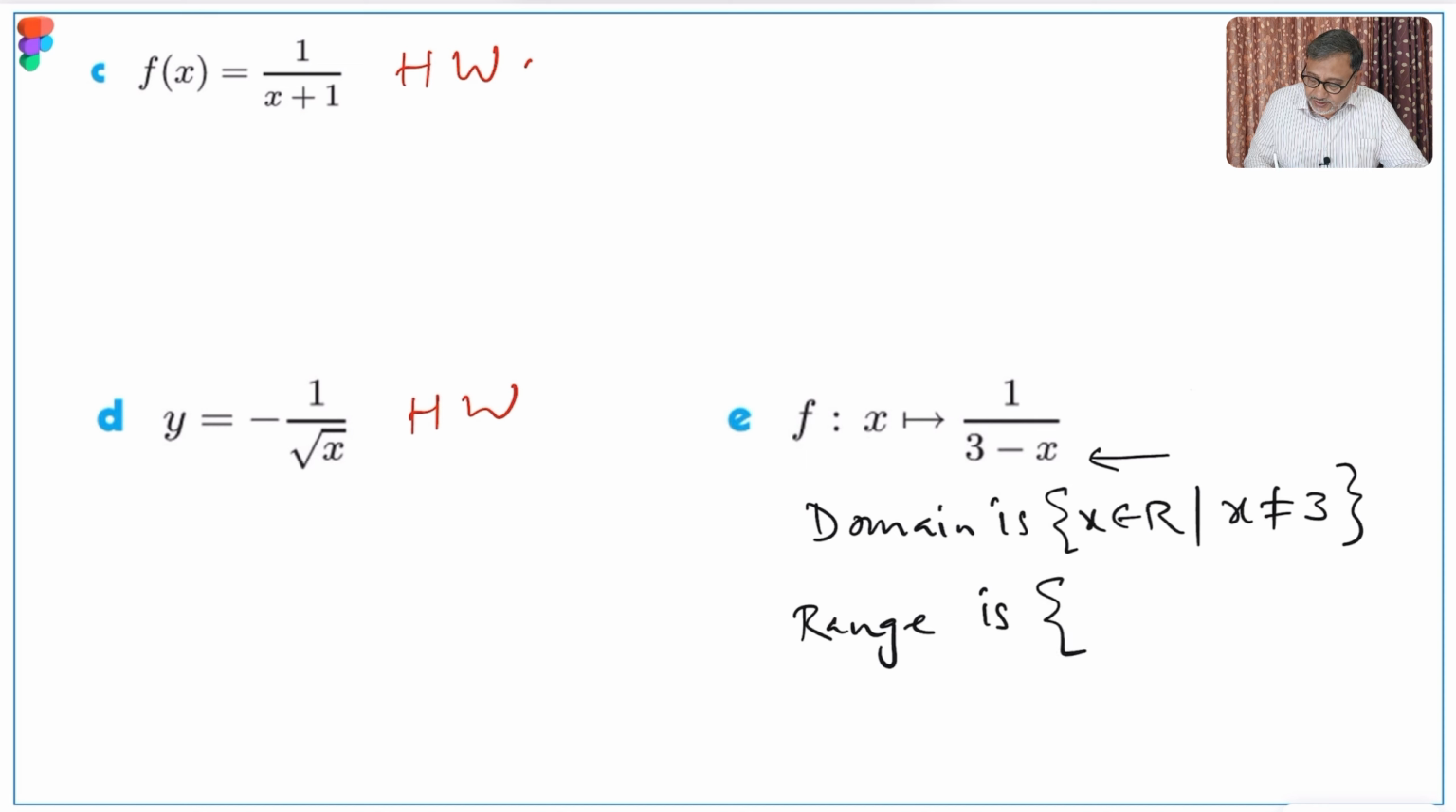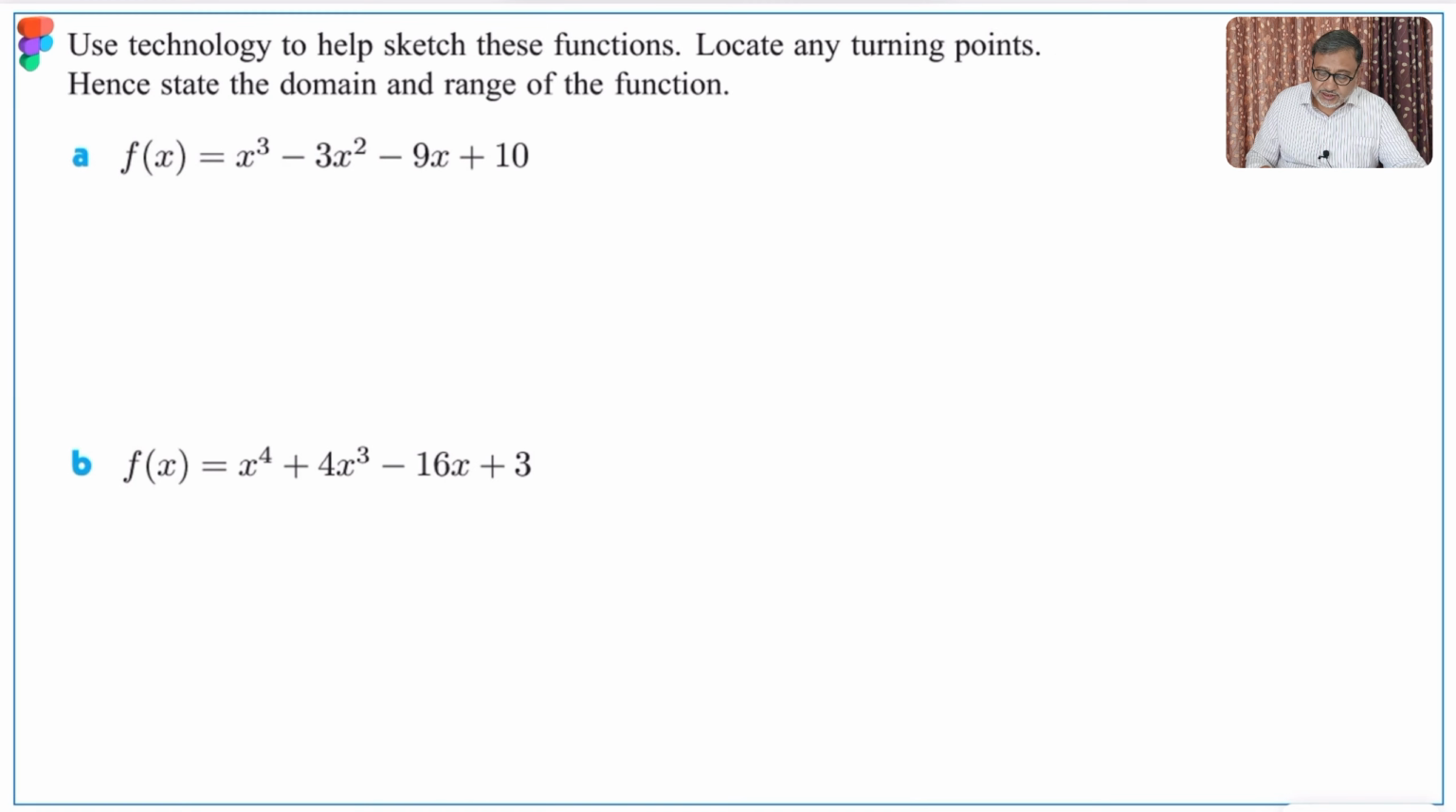And the range will be, see, for the range, whatever value of x you put here except 3, the whole answer, 1 upon whatever you have, is never equal to 0, right? So it is the y values, y is never equal to 0, right? Like this. So you try C and D, right?